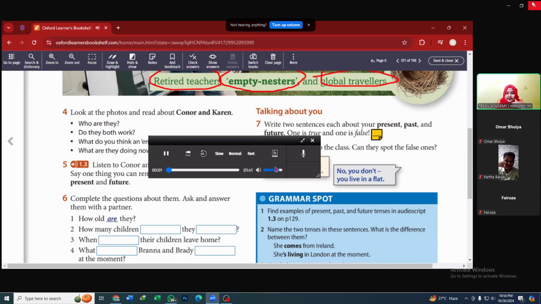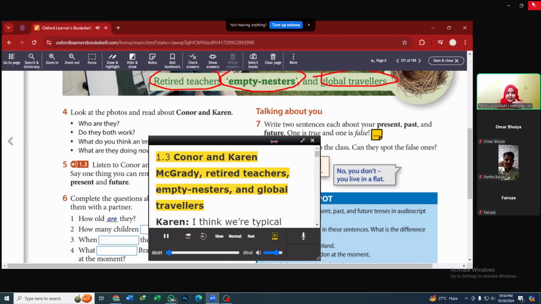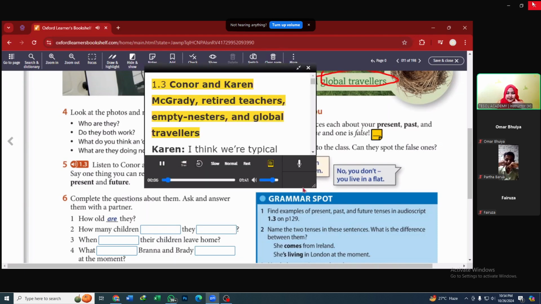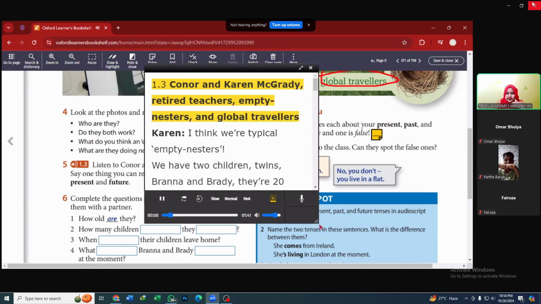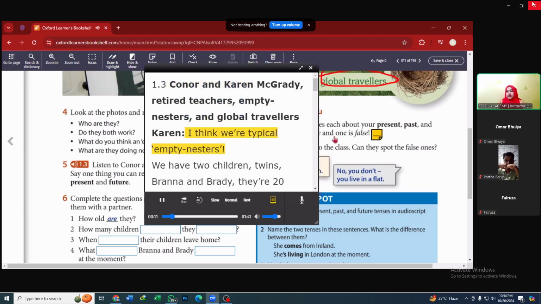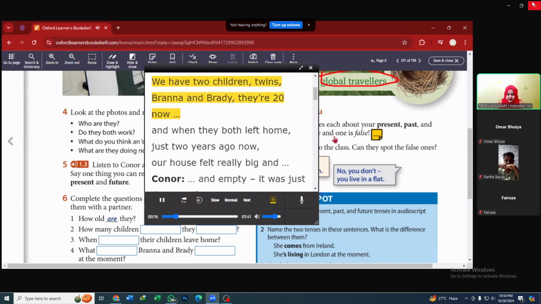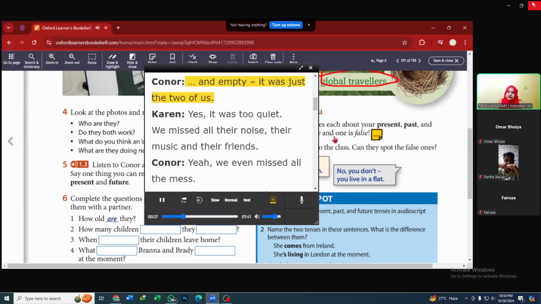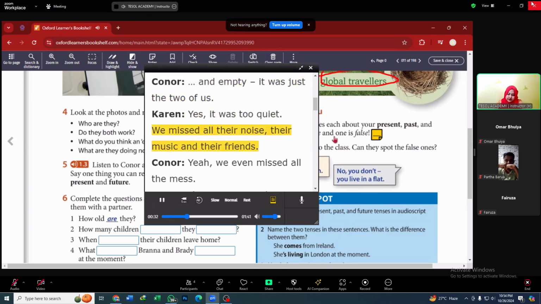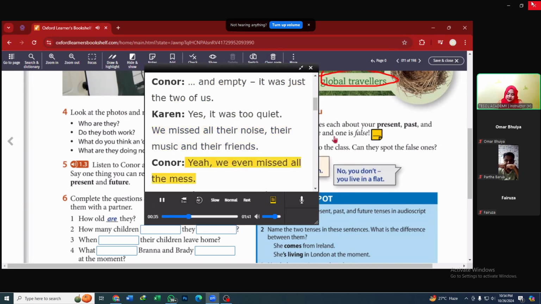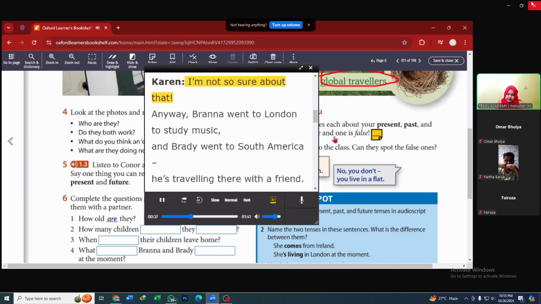Okay, pay attention. 1.3 Connor and Karen McGrady, retired teachers, empty nesters, and global travellers. I think we're typical empty nesters. We have 2 children, twins, Branna and Brady. They're 20 now. And when they both left home, just 2 years ago now, our house felt really big and empty. It was just the 2 of us. Yes, it was too quiet. We missed all their noise, their music and their friends. Yeah, we even missed all the mess. I'm not so sure about that.